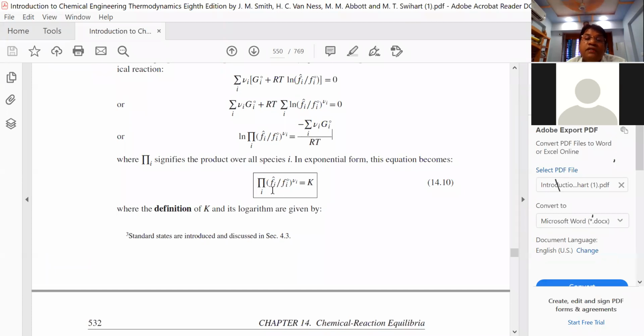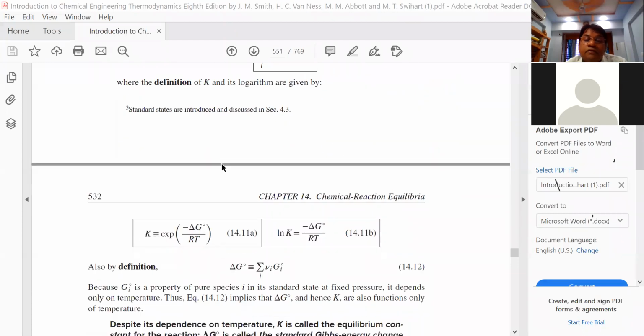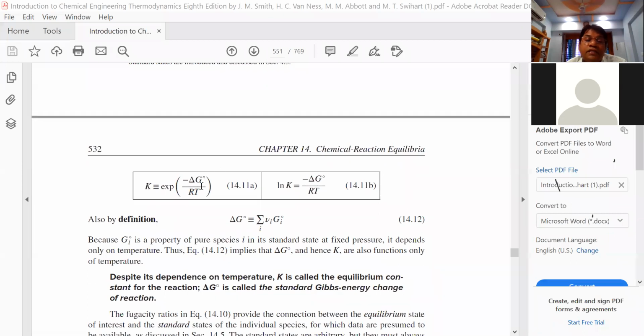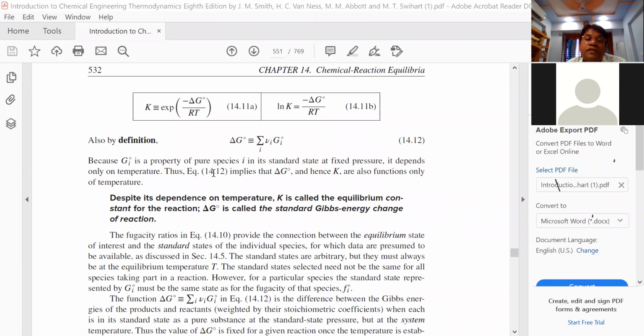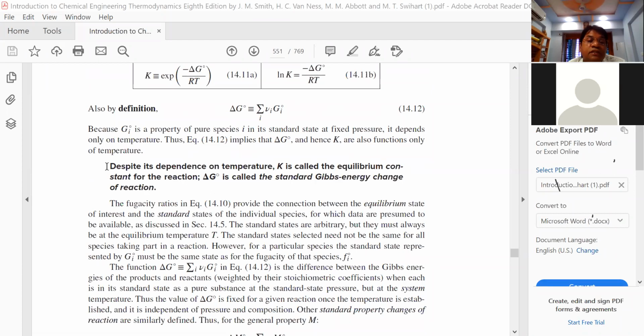Then we will simplify this equation. We know that delta G is equal to minus RT ln K, or ln K is equal to minus delta G by RT. By putting this value, we will have a relation between delta G and the equilibrium constant. Despite its dependence on temperature, K is called the equilibrium constant for the reaction, and delta G is called the standard Gibbs energy change of the reaction.